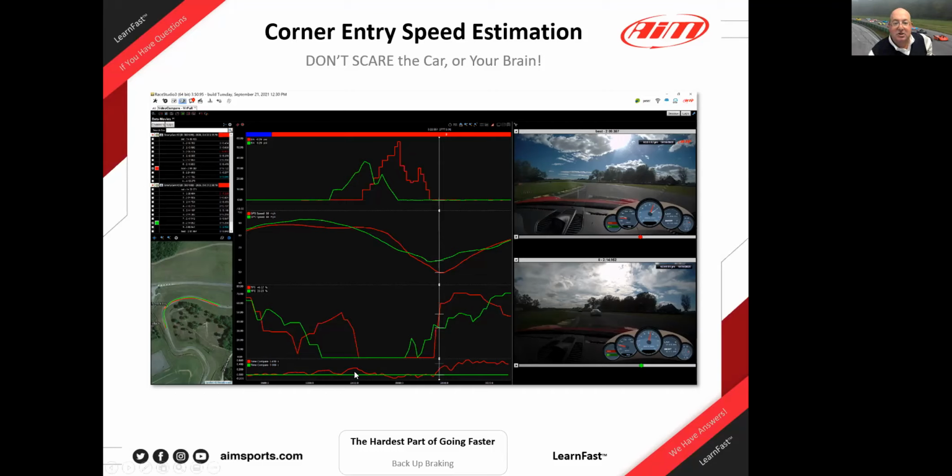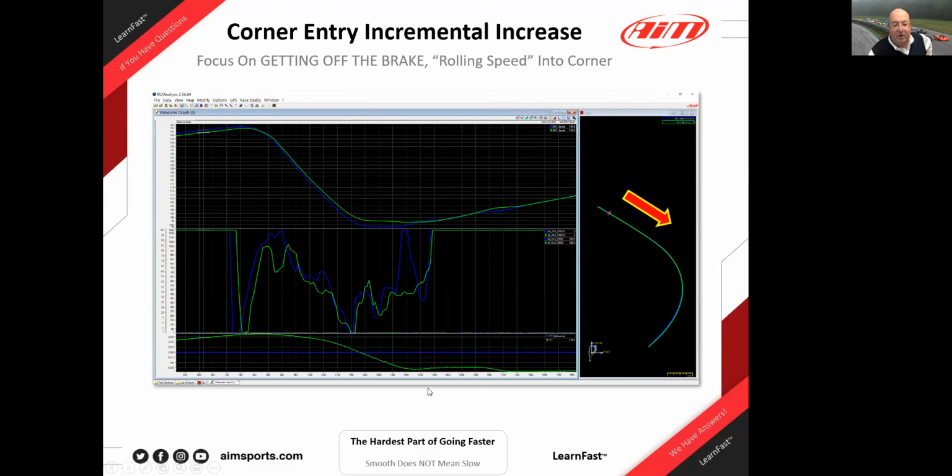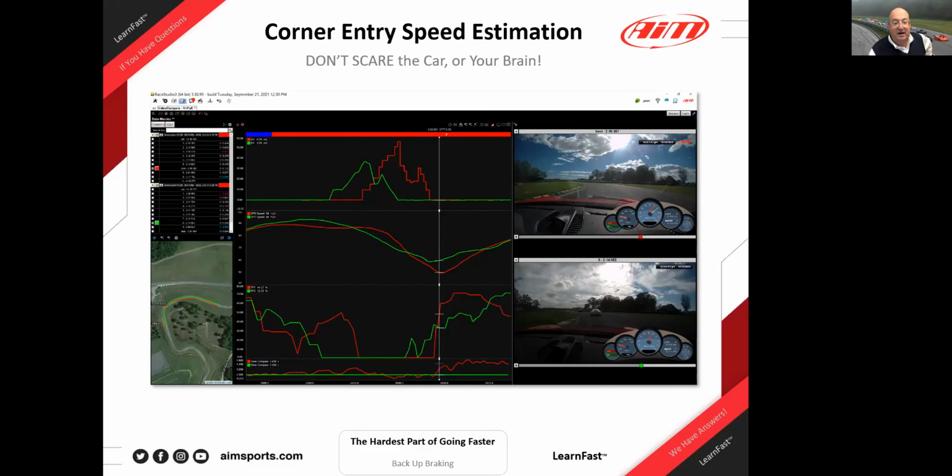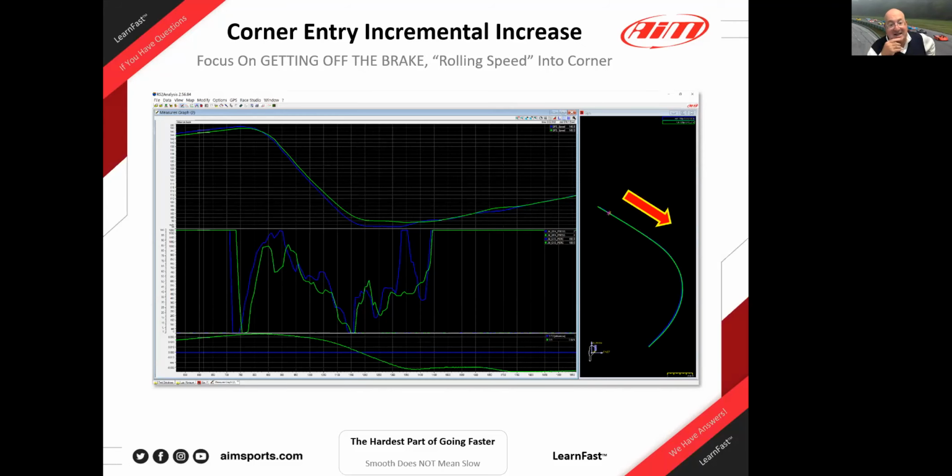So it is useful. It's quick. It's easy. I work with a lot of people in a short period of time, so I really need to be able to do it fast. So that's one of the things that we do. Don't scare the car. And more importantly, don't scare your brain. Don't try to push the corner entry so much that you overslow and really compromise your ability to get out of the corner. That's the number one thing. That's the lesson for the day from that slide.